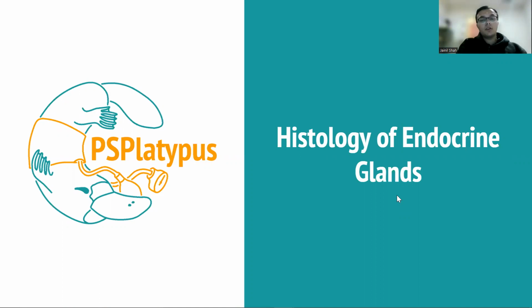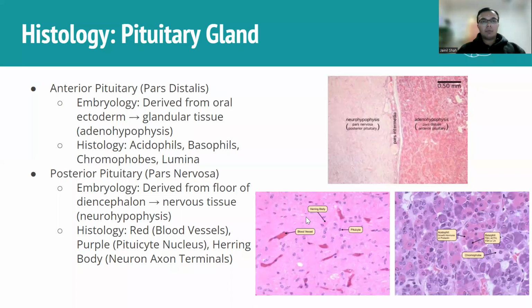Today we're going to be having a look at some histology, specifically focusing on the endocrine glands, having a look at the pituitary gland, the thyroid gland, and the adrenal glands. So to start off with, we're going to have a look at the pituitary gland.